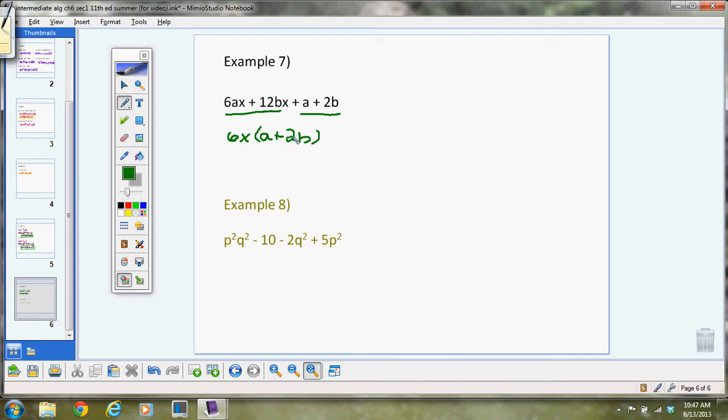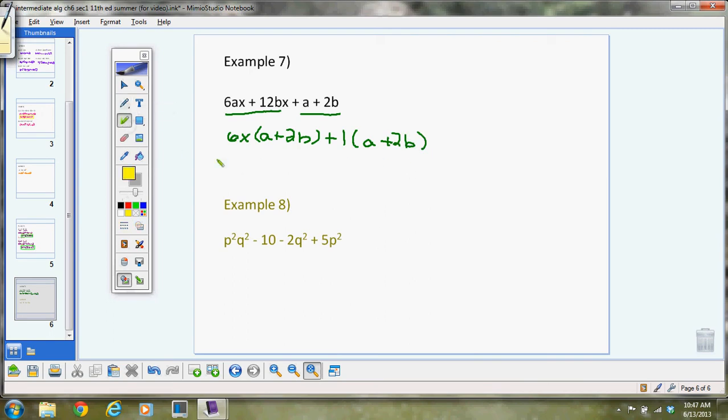Now what we want to look at here is this next one. I already have a plus 2b. I can't take anything out. So when you can't take anything out, you put a plus 1 there because you're not changing it. And then in parentheses, you have a plus 2b.